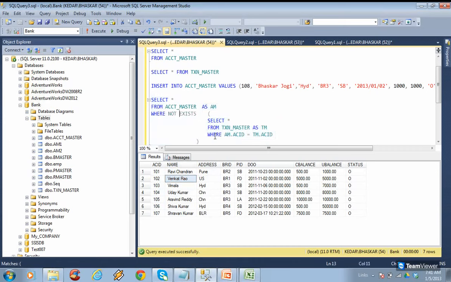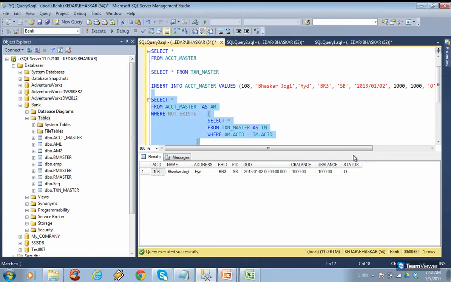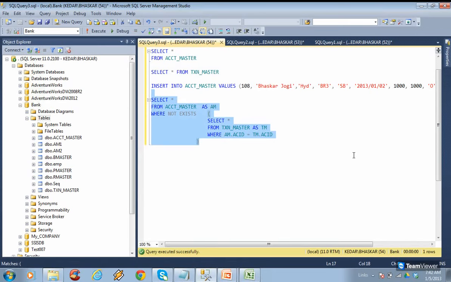Now you tell me who has not done the transactions. So I have to use not exists. Who is the person who has not done the transaction? I'll show you, Bhaskar. Clear? So this is the thing you have to understand. The entire logic would be in this row. Which row? This row.